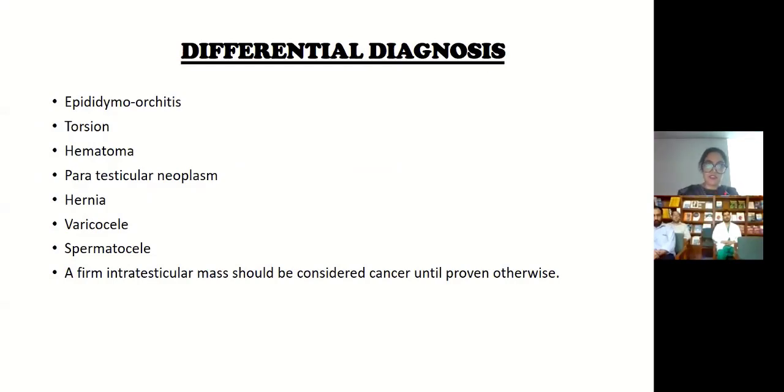Differential diagnosis in a patient with testicular cancer can be epididymo-orchitis, torsion, hematoma, paratesticular neoplasm, hernia, varicocele, spermatocele, and a firm intratesticular mass should be considered cancer until proven otherwise.